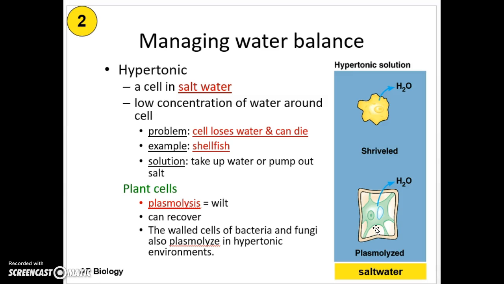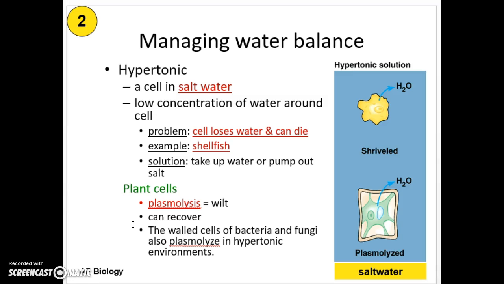And that again is what gives us that wilted look of our plants that aren't getting water, which we see a ton of right now with the drought. That condition is called plasmolysis. It's that wilting, and it can recover from it simply by adding water to the inside of the cell. It's important to note, when we're still talking about cell walls, that bacteria and fungi have cell walls. So they also can plasmolyze in hypertonic environments. So they can also wilt or collapse on themselves.